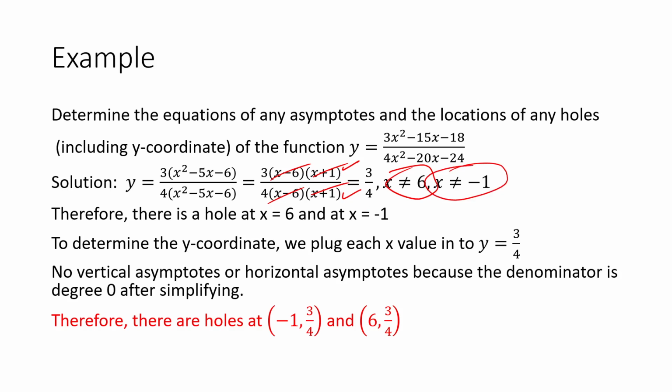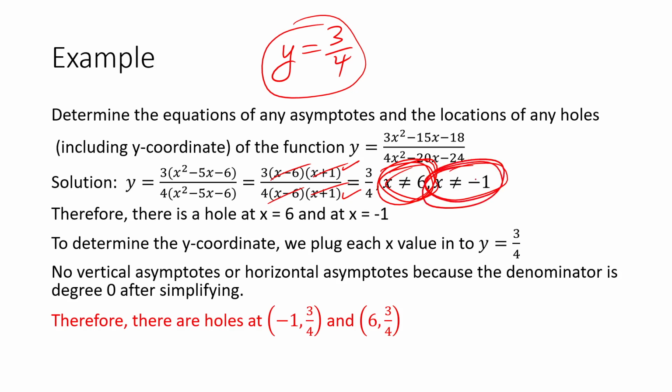So after simplifying, after crossing everything out, we see that we're left with y equals 3 over 4. We're going to take an x value of 6 and plug it into this expression. Well, there's nowhere to plug that in, so we just get a y coordinate of 3 over 4. And again, we're going to have an x coordinate of negative 1. We're going to plug it into this simplified expression. But again, there's nowhere to plug it in, so we're going to get a y coordinate of 3 over 4. So we're going to be able to say that we've got a hole at negative 1, 3/4 and a hole at 6 comma 3/4. Well, that's the hole and vertical asymptote analysis.